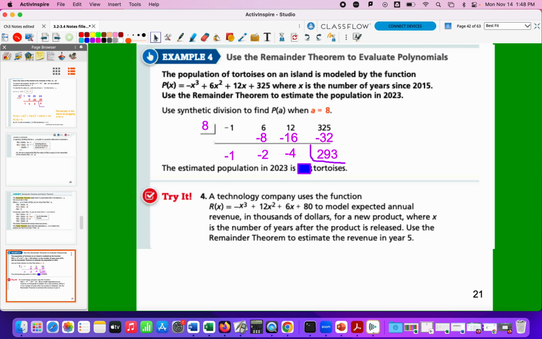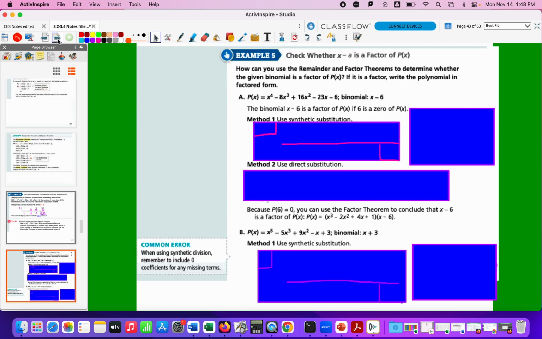Or I just do the synthetic division with 8. I mean, this doesn't require much work at all. Bring down negative 1. 8 times negative 1 is negative 8. 6 minus 8 is negative 2. Multiply to get negative 16. 12 minus 16 is negative 4. Multiply again, negative 32. And yeah, we have a large number here, but still not that hard to do. And I get 293. It's the same as if I just took 8 and plugged in for all those x's. Probably a little bit faster, more efficient to do. So it's just a nice little trick.